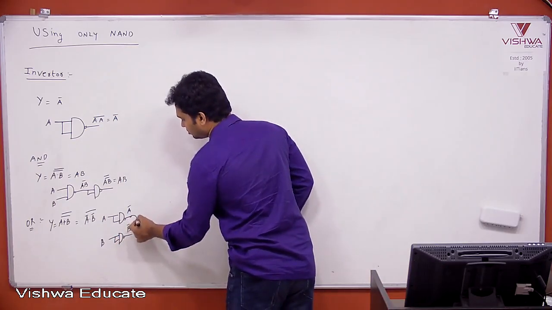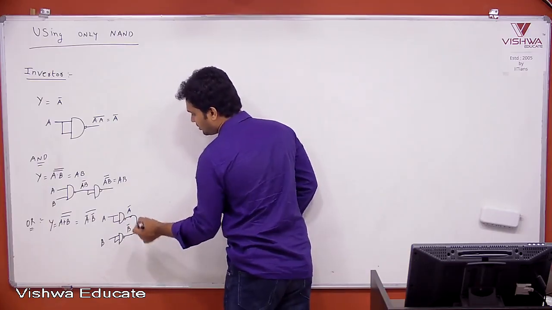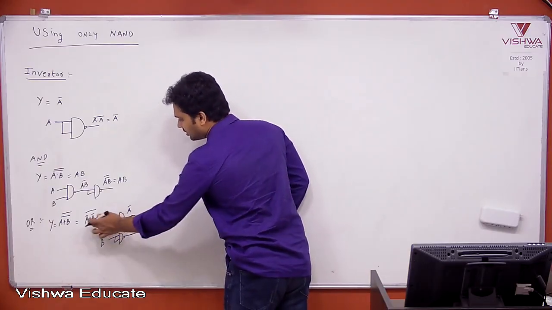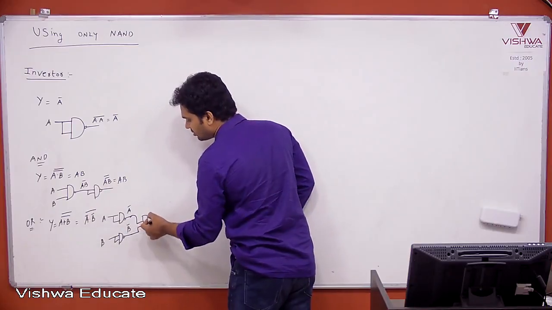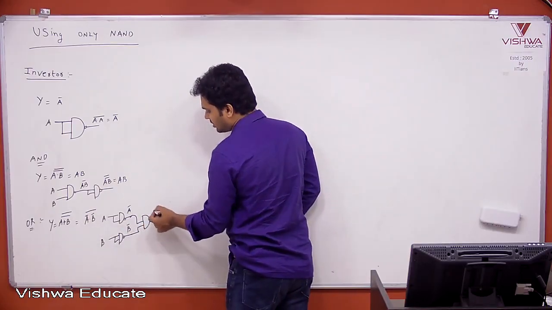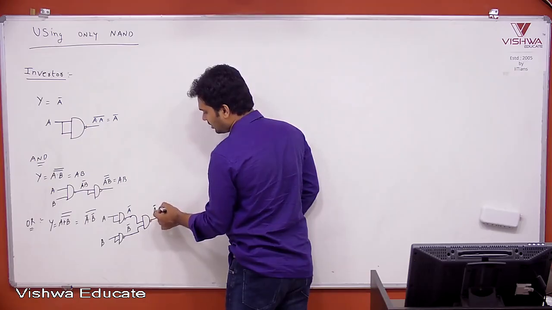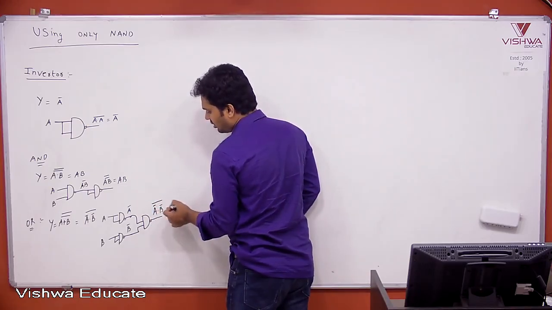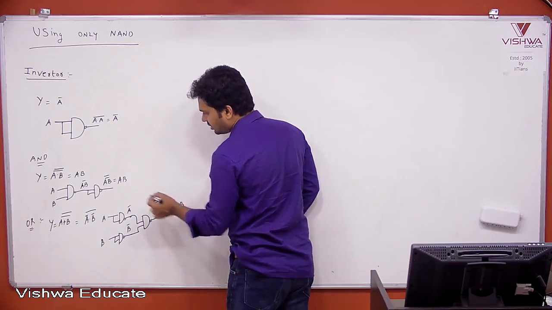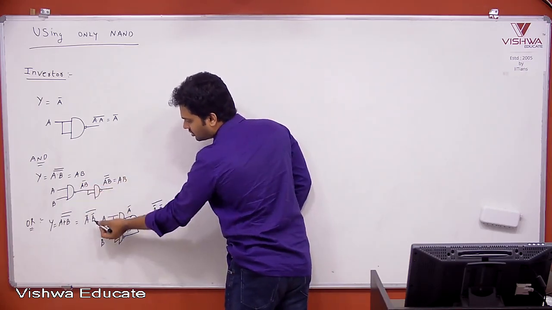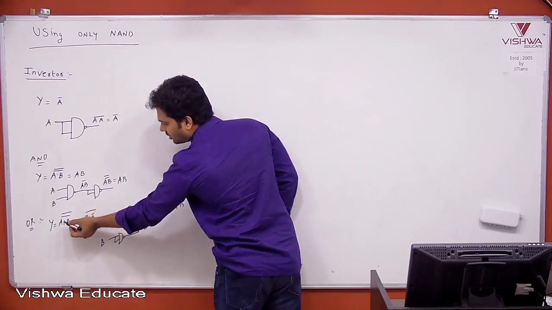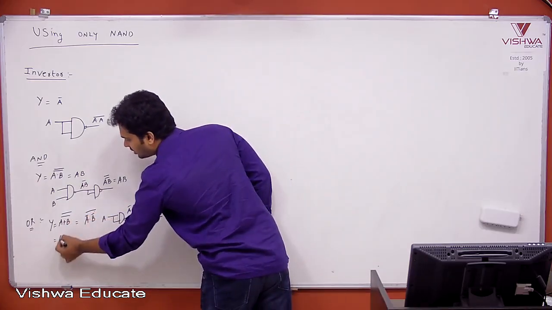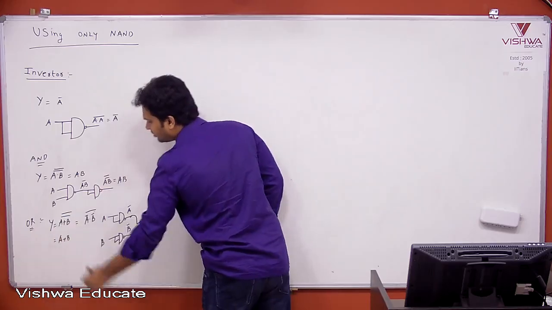Now take these two and connect this into this, whole bar is required. So take one more NAND gate. Then what is the answer? A bar into B bar whole bar, which is A plus B. Because I told here this proved A bar into B bar whole bar is nothing but A plus B double bar, which is nothing but A plus B.